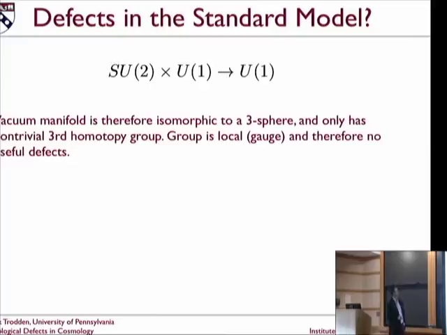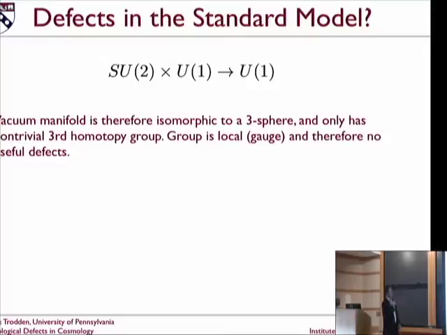And the only thing a three-sphere has is a non-trivial third homotopy group. And therefore, since this group is a gauge group, there are no useful defects. The only chance you would have would be to have textures. And since it's a gauge theory, textures are equivalent to a large gauge transformation. So the standard model, the one spontaneously broken theory we know and have in hand, doesn't have topological defects as part of it.